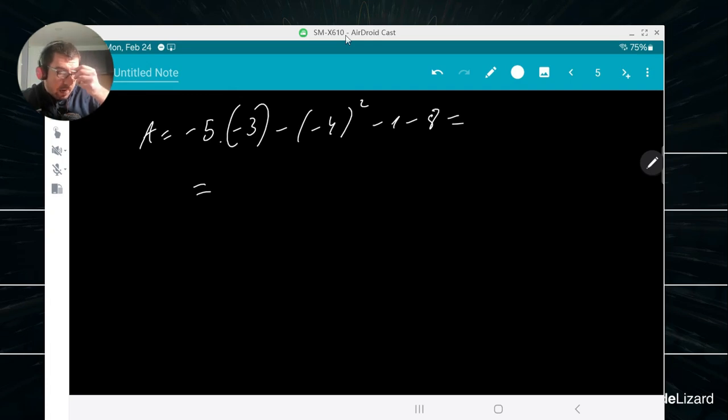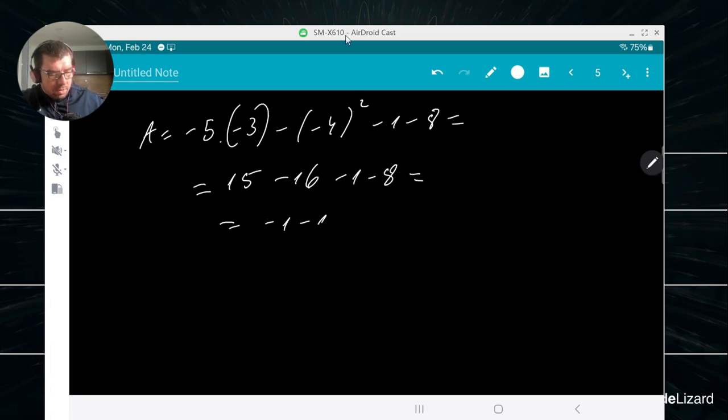So we have minus 5 times minus 3 is plus 15. Then the power of 2 makes this minus 4 into a plus 16. So minus 16 minus 1 minus 8. So this is minus 1 minus 8, which is minus 10. And that's the answer.